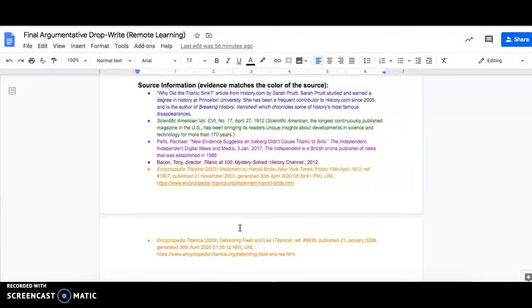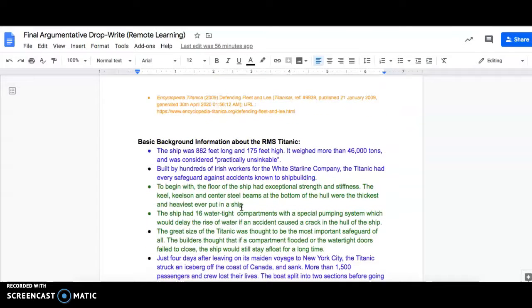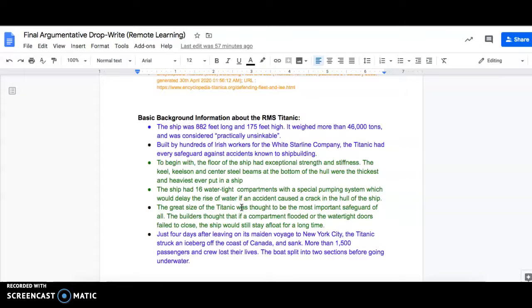Now, I do want to emphasize, you do not need to use all of this evidence. Remember, you are choosing one side and you are doing 4 paragraphs: an introduction, 2 body paragraphs, and a conclusion. Usually your introduction has one piece of evidence, usually your body paragraphs have one piece of evidence in them. So yeah, we've given you way more evidence than you need. We just wanted you to have a good selection of evidence in here, okay?